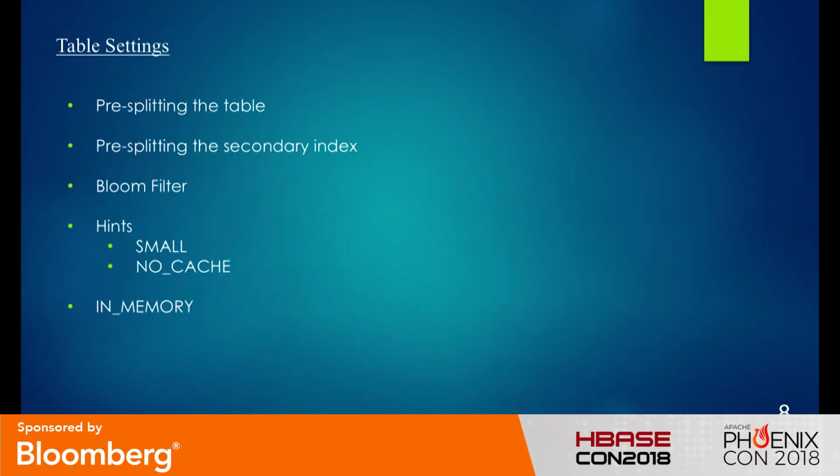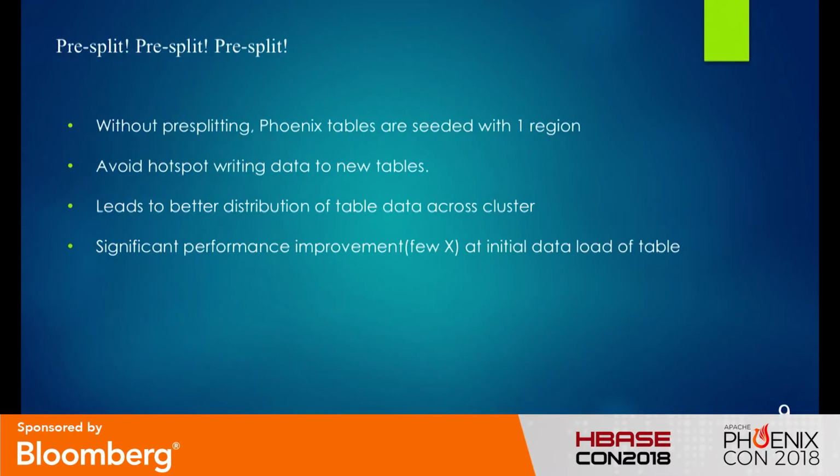Now let's talk about table settings. In the table settings, I'm going to cover pre-splitting the table, pre-splitting the secondary indexes, Bloom filter, hints, small no cache, and then the in-memory option for the table. I think one of the most important things when we set up a new table in HBase or Phoenix is to make sure we pre-split the table.